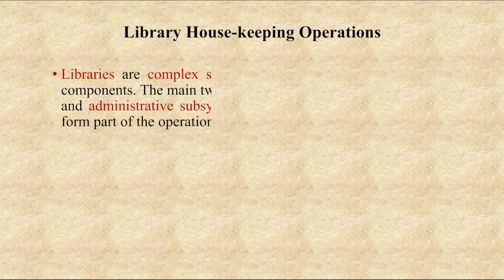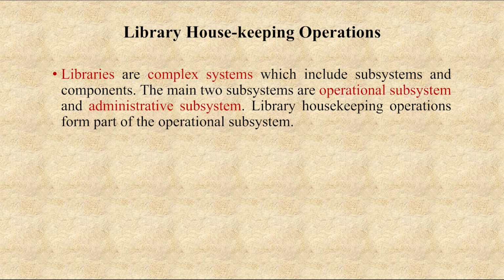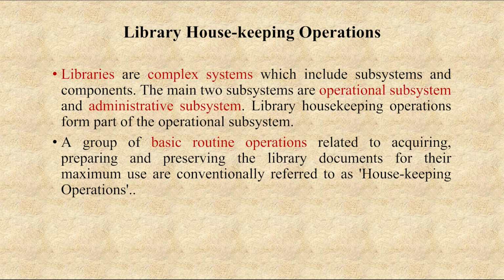Now, library housekeeping operations. Libraries are complex systems which include subsystems and components. The main two subsystems are operational subsystems and administrative subsystems. Library housekeeping operations form part of the operational subsystem. A group of basic routine operations related to acquiring, preparing, and preserving library documents for their maximum use is conventionally referred to as housekeeping operations. These are the basic routine operations we should be able to do.